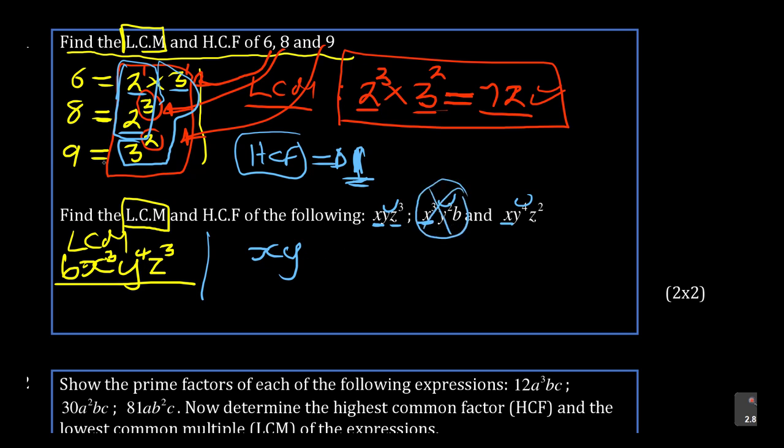So the answer now, you see that X and Y were appearing. But guess what? You also choose the smallest powers. So in LCM, we are focusing on the highest powers, but in HCF, we are looking at the smaller powers.